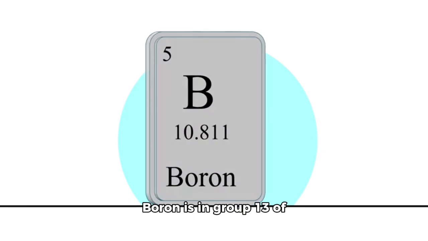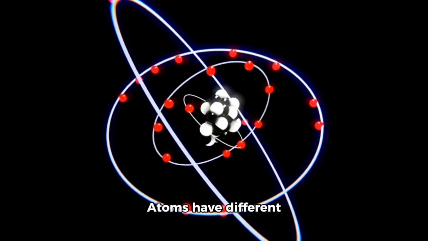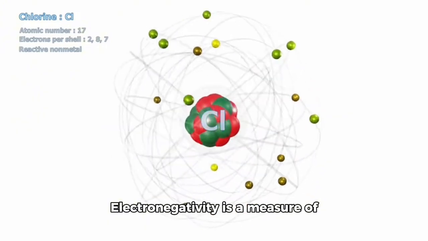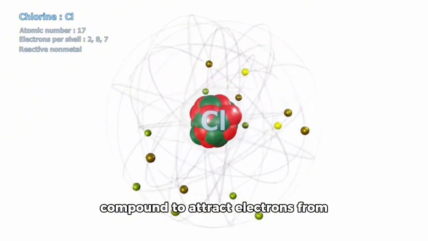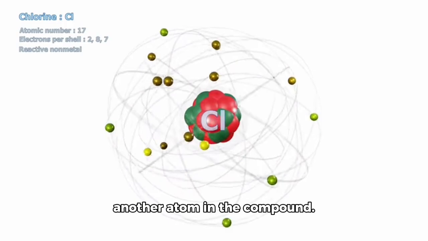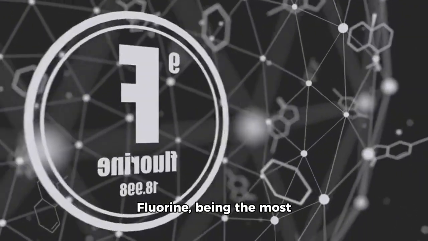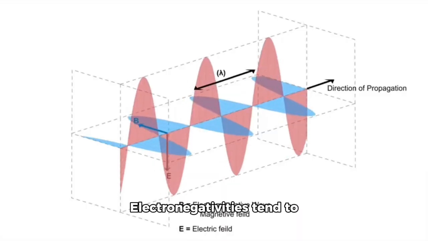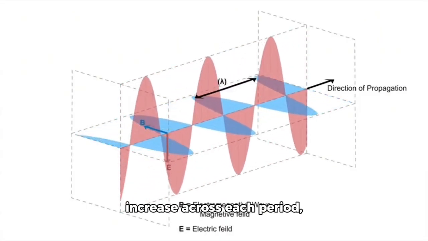Since boron is in group 13 of the periodic table, atoms have different abilities to capture electrons. Electronegativity is a measure of the ability of an atom in a chemical compound to attract electrons from another atom in the compound. Fluorine, being the most electronegative element, is arbitrarily assigned a value of 4. Electronegativities tend to increase across each period.